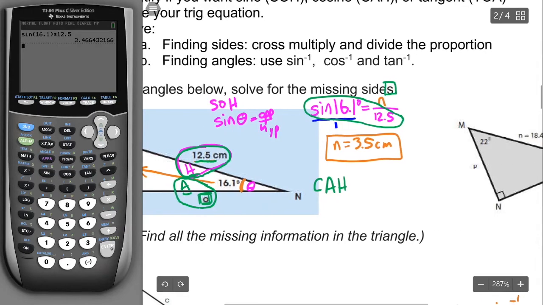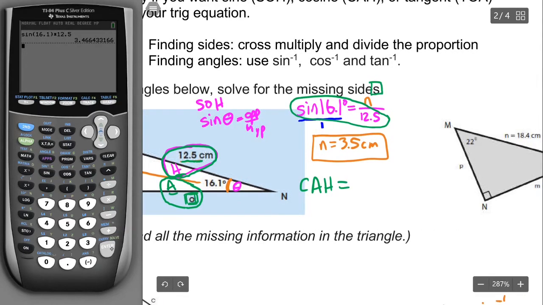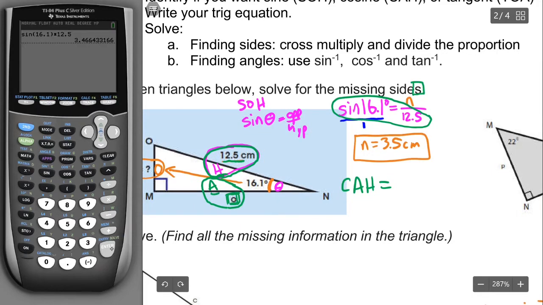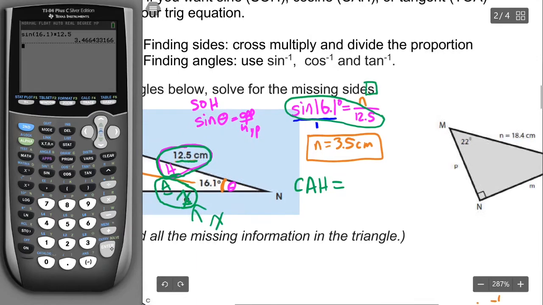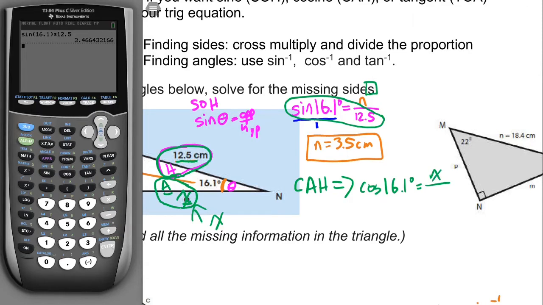Okay. So I don't like O as a variable. I just don't like it. It's ugly. Also, O could be confused for opposite. So I'm just going to change that to an X. Okay. So I'm trying to solve for X down here. So CAH tells us that we want cosine of our angle, which is still 16.1 degrees, as a fraction. And my adjacent is X and my hypotenuse is 12.5.